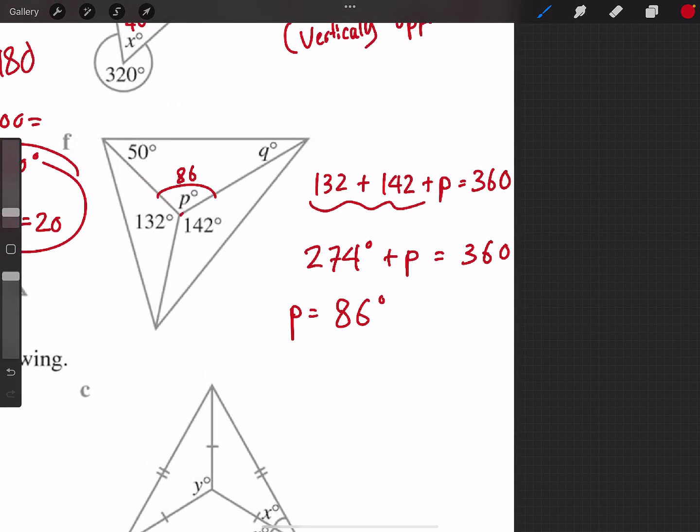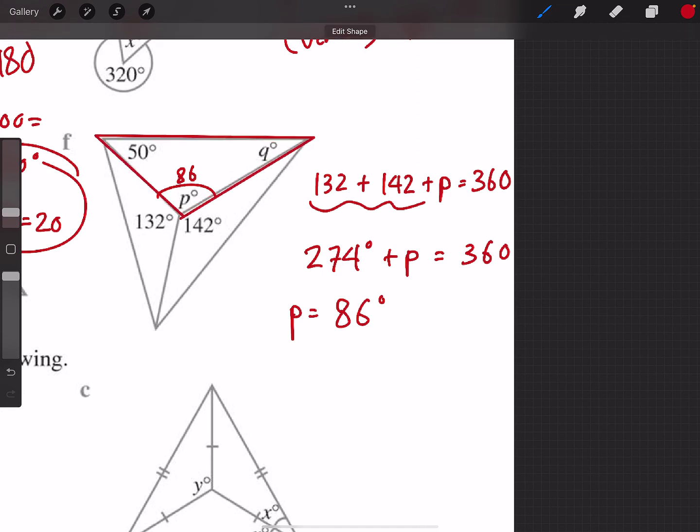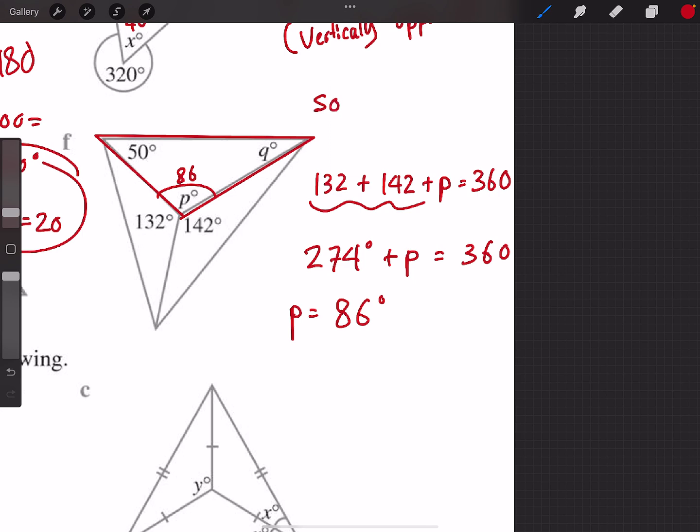Now you can find Q. If you have P, you can find Q. And you can do it by finding what Q has to be to add up to these other angles to make 180 degrees. So 50 plus 86 plus Q is equal to 180 degrees. Find out what Q is by yourself.